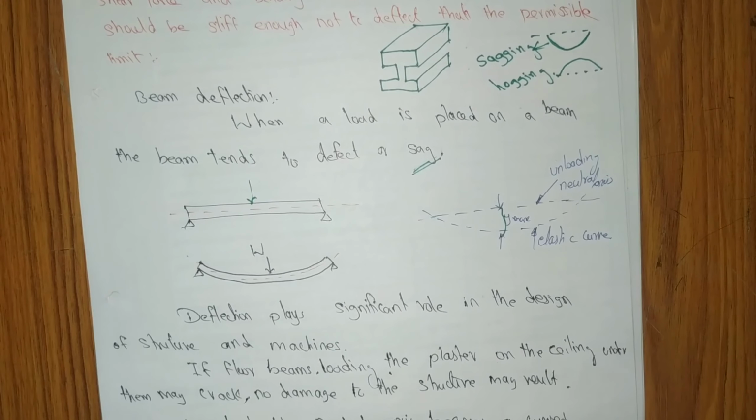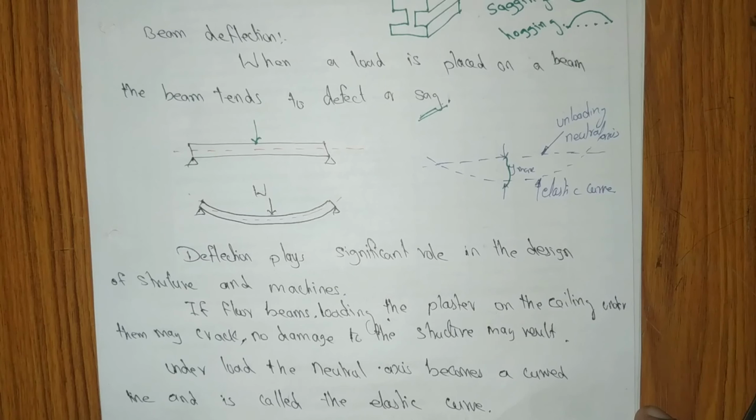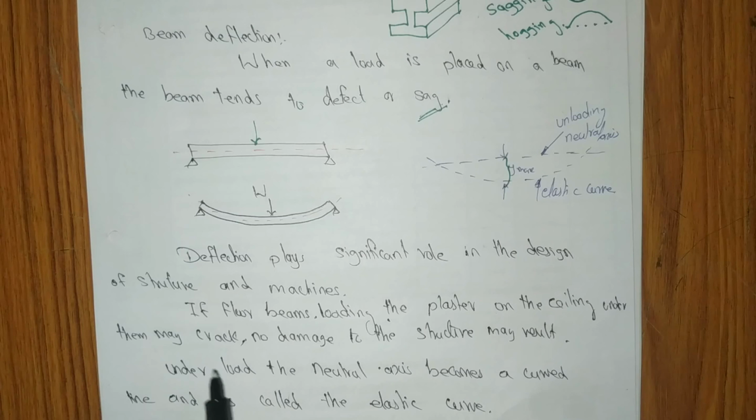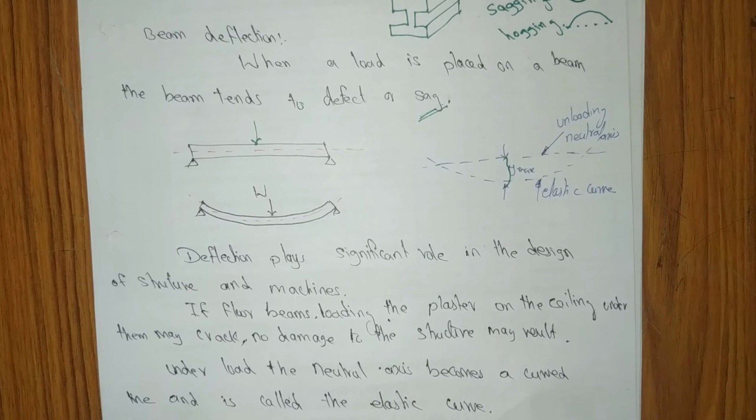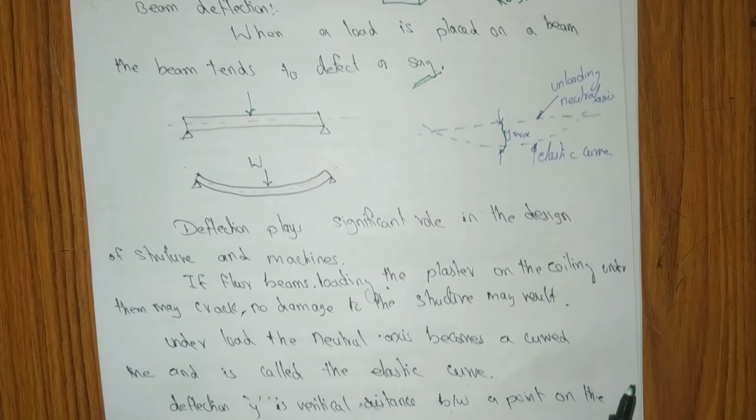The deflection in beams plays a significant role in the design of a structure or a machine. I told already, in mechanical and civil. So let us take an example. In our lab we have a lot of structural components and aerodynamic component experimental work. The loads are taken by the floor, right? If the floor beams are loaded, the plaster on a ceiling may crack due to some applied load. Like this the floor can get cracked, but it should not damage the structure of the machine or a part, right?